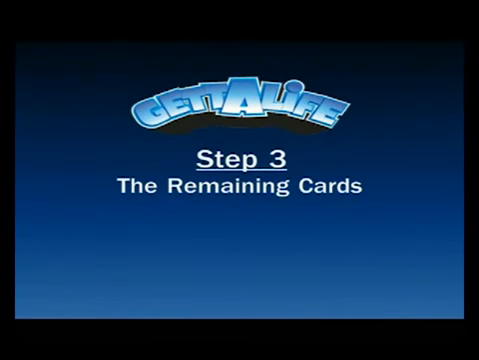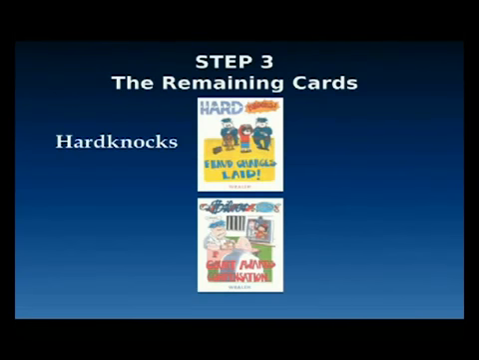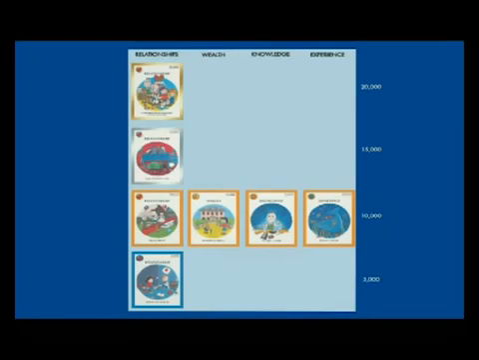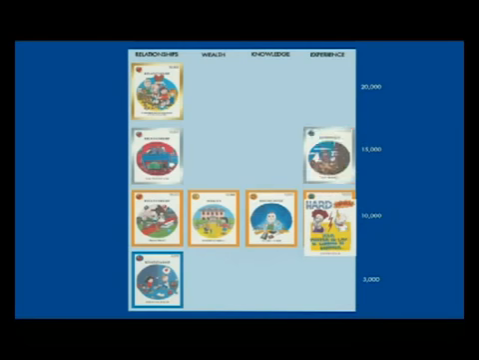Step 3, the remaining cards. Hard knocks and silver spoons. There are four hard knocks, which you play on an opponent's life goal grid to slow them down. The hard knocks are played onto an opponent's grid. These stop grid development. Your opponent can no longer build in that suit.